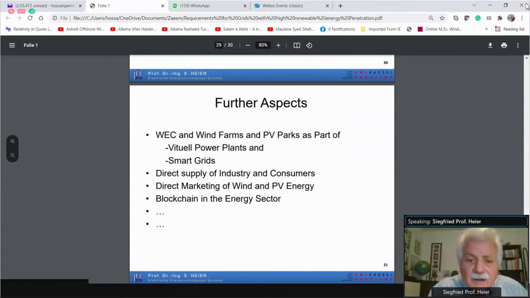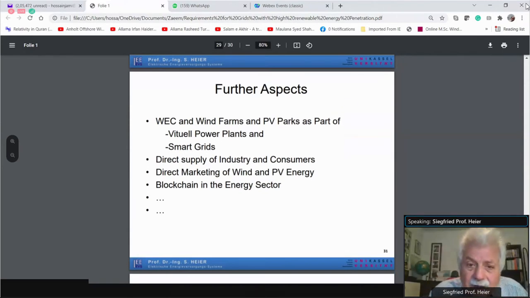And further aspects will be that we can use wind farms and wind parks also as a part of virtual power plants and smart grids, direct supply of industry and consumers, direct marketing and blockchain in this sector.